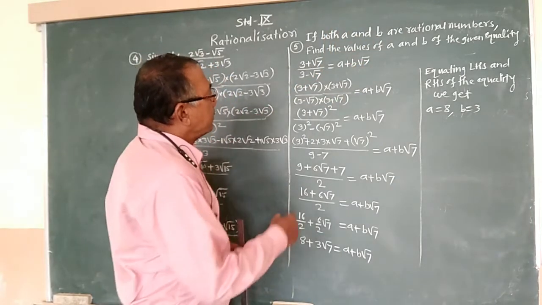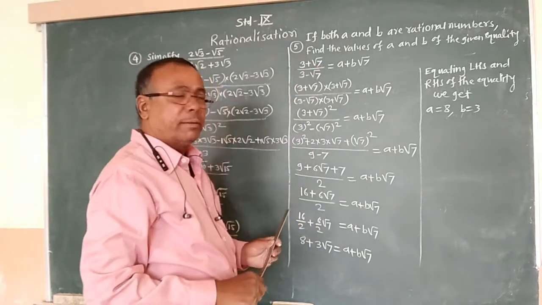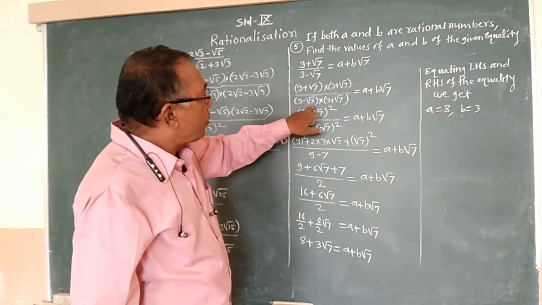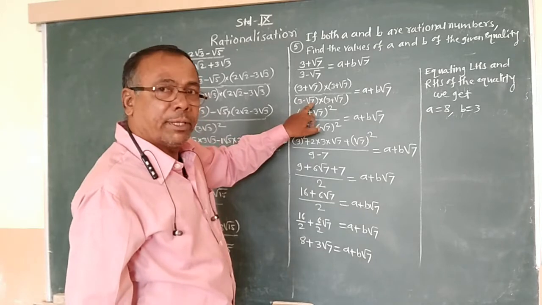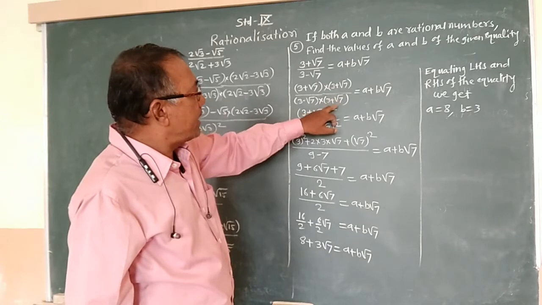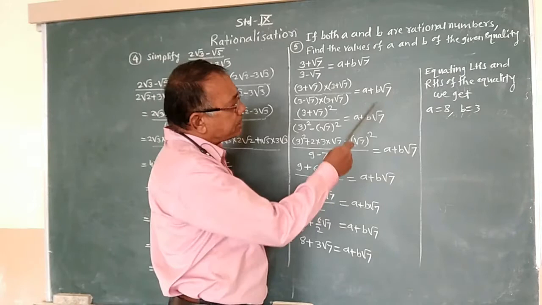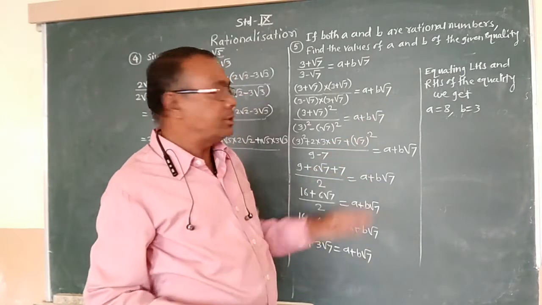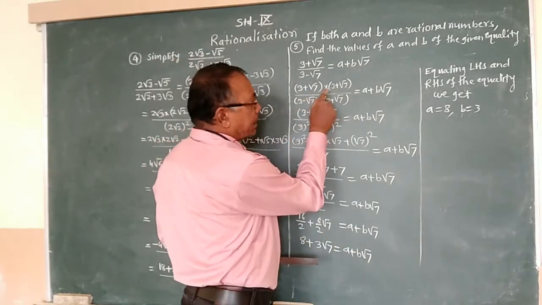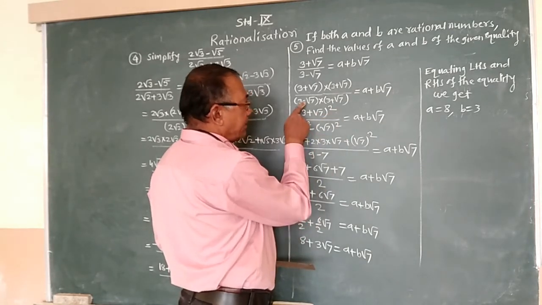Now 3 plus root 7 divided by 3 minus root 7. I have multiplied numerator and denominator by the conjugate of 3 minus root 7. So 3 minus root 7, its conjugate is 3 plus root 7. So multiply numerator and denominator by 3 plus root 7. Write RHS as it is. Don't make any change at RHS. Now here both the brackets are same. So (3 plus root 7) square will be there, and this is a conjugate pair.